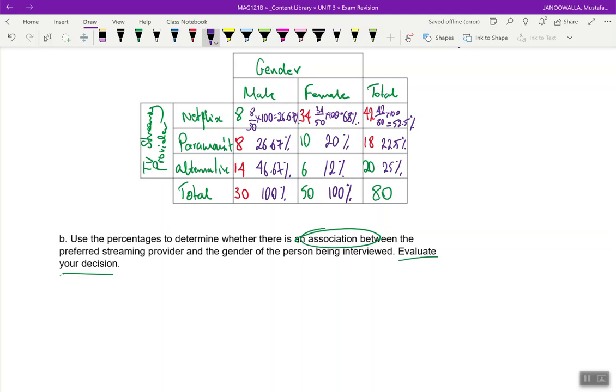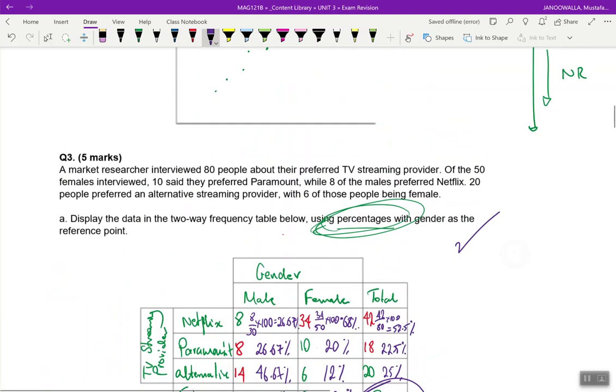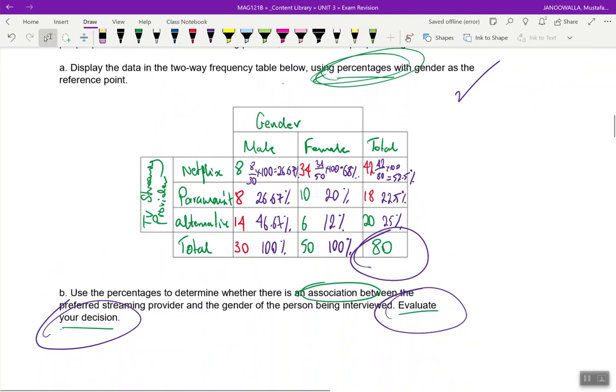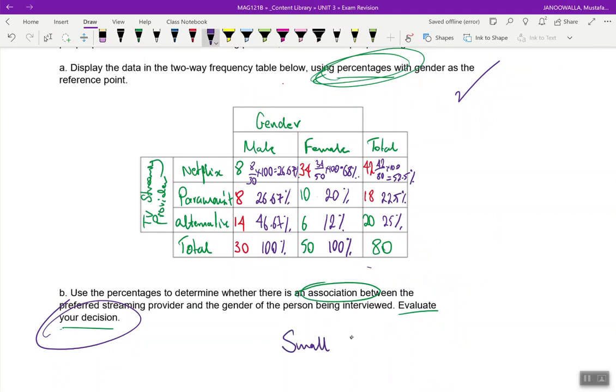We've described it. Okay, to evaluate our decision, we just need to look at the data and say, is this a reasonable finding really? Only 80 people were interviewed. We don't even know their age, do we? No, we don't. There's a lot of things that are missing in this equation for us to say for a fact that 68% of females like Netflix of the population. So this is just a small sample, very small sample. Alrighty, and that's question 3.